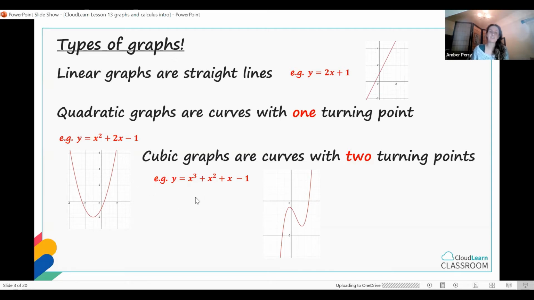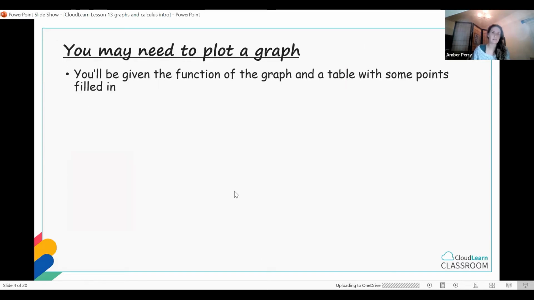You may have to draw them from tables, and definitely in higher tier, you will have to draw some form of a graph from a table, where we did a bit on it last week, where you're given a table and the function, and you have to fill in the table from the function and then plot the coordinates and then draw the graph. So it's definitely worth practicing doing that, just nice and neatly and accurately as well. So I'll just go through how you would do that.